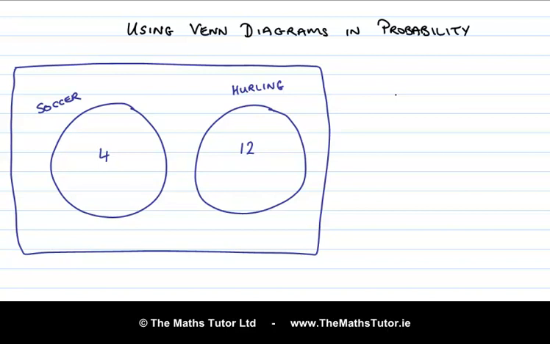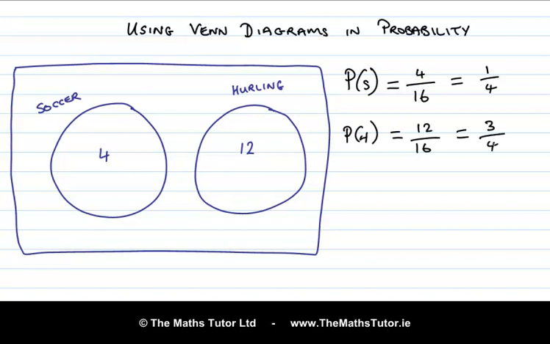So if I pick a person at random from this group, what is the probability that I pick a soccer player? Well, the probability of a soccer player is the total number of soccer players, 4, divided by the total number of people in the group, which is 16, which can be simplified to a quarter. What's the probability of getting a hurling player? Well, there's 12 hurling players out of a total of 16, so there's a 3/4 chance of picking a hurling player.